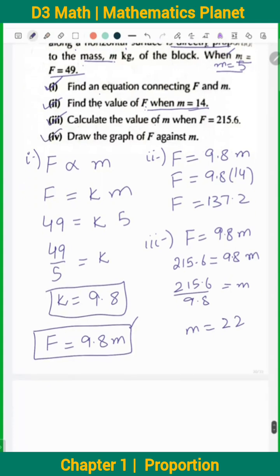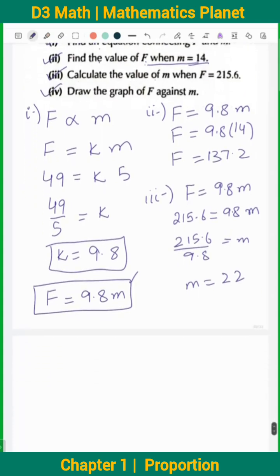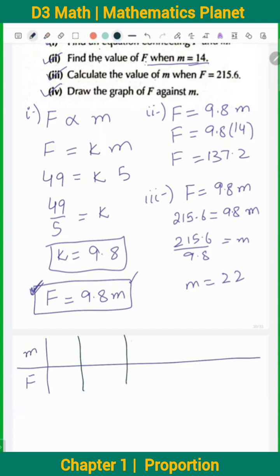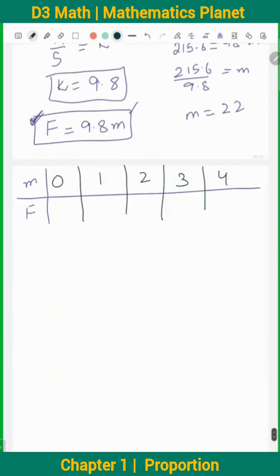m over F equals 0, 1, 2, 3, 4. The values are there. We have to make the table of m and F like this. Okay. Which equation are we going to use for the graph? This equation, F connecting m, equals 9.8m. Now, what values of m are we going to take? If m is 0, 1, 2, 3, 4, let's say we take these values. So what will happen? F would be 0, F would be 9.8.